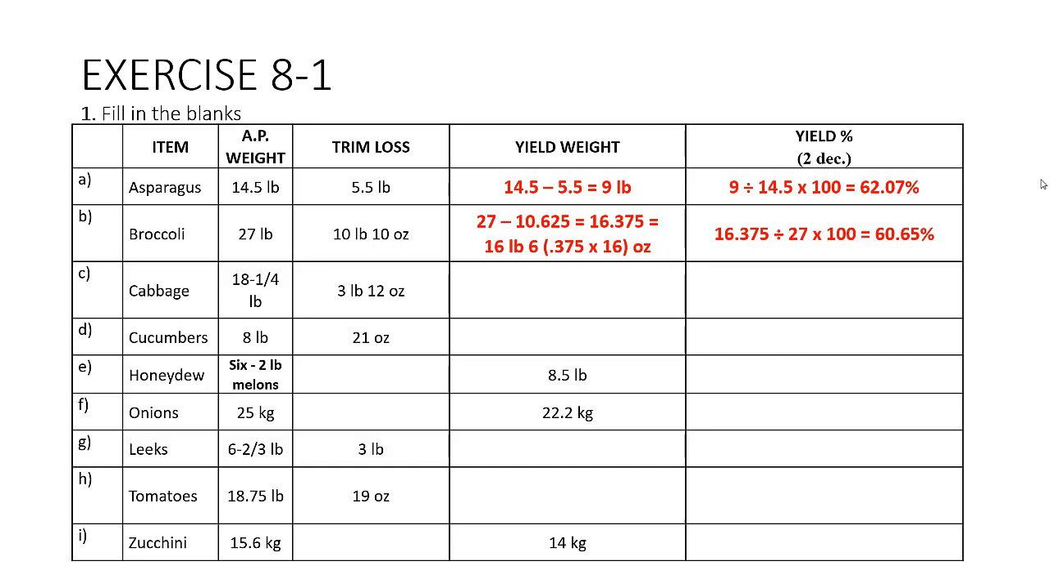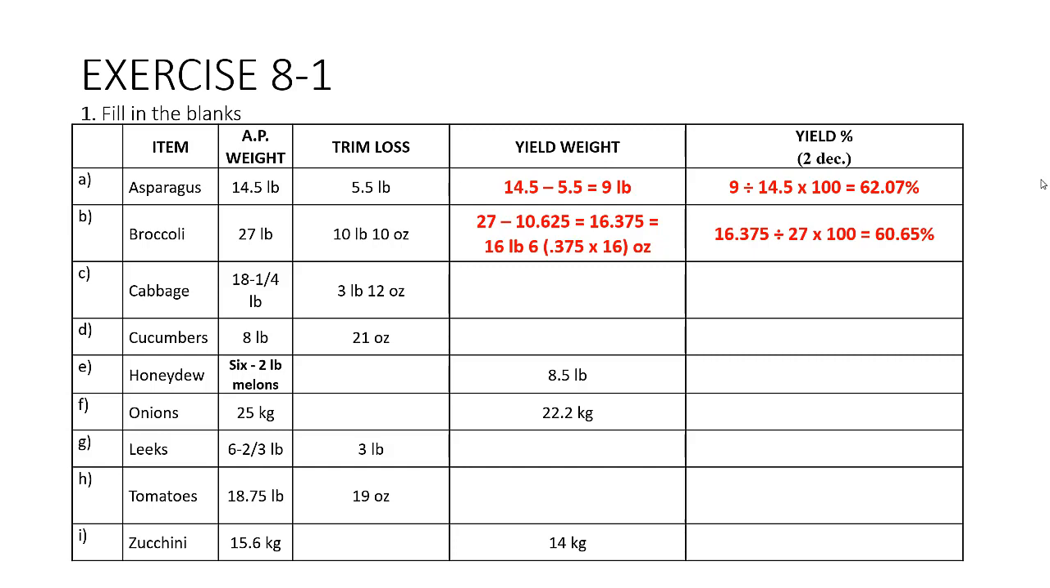Very important, because now we can move on to the yield percent. We're going to take how much we have left, our EP amount of 16.375, and divide it by the amount of pounds we bought, which is 27, and then multiply by 100 to get the percent equivalent, and we see that our yield percent for the broccoli is 60.65%. Moving on to the cabbage, we bought 18.25 pounds and we trimmed away 3 pounds and 12 ounces.